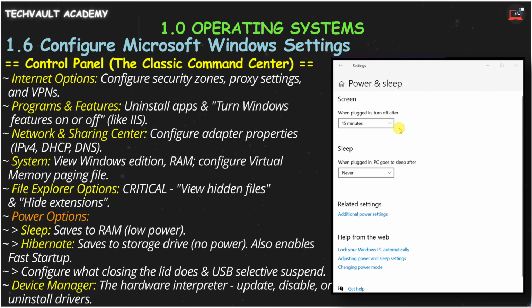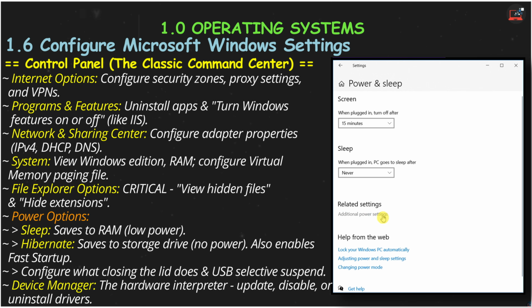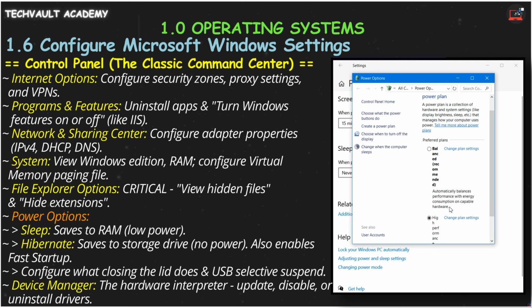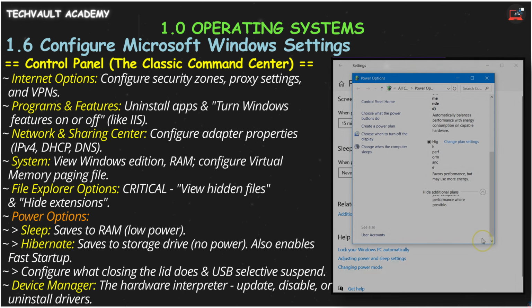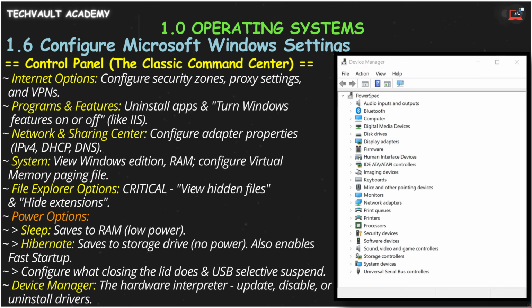Sleep mode keeps your work in RAM for a quick resume, requiring a little power. Hibernate saves your work to the storage drive and powers off completely, which is essential if you need to remove the battery. Hibernate is also the technology behind Fast Startup. In these settings, you can also choose what closing the laptop lid does and configure USB Selective Suspend to manage power to peripherals. Finally, Device Manager is the hardware interpreter.